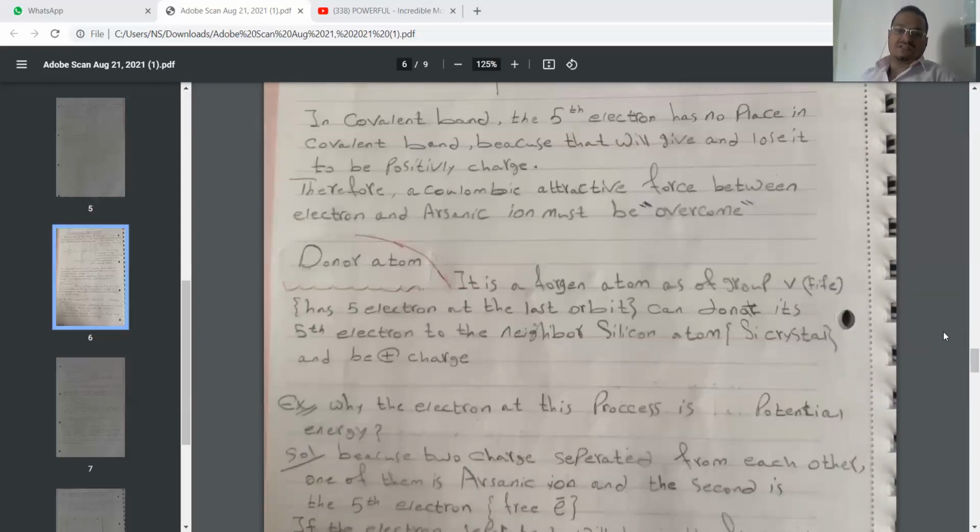Now let's focus on this important differentiation: the donor atom. What is the meaning of a donor atom? It is a foreign atom from group 5, not group 3 like the last lecture, with 5 electrons in the last orbit, and it can donate its 5th electron to the neighbor silicon atom. That means in both situations, whether we are dealing with p-type or n-type, the atom, arsenic or phosphorus or boron, deals with its neighbors to solve its problem by sending an electron or taking an electron.